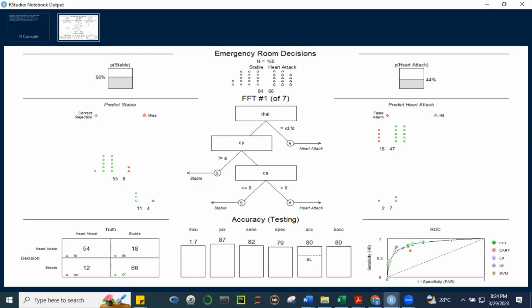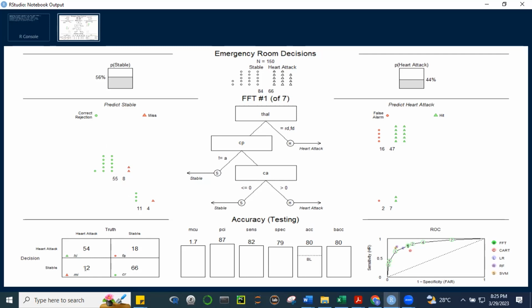55 and 11, di ba 66? Di ba ito yun? Yung predict niya na stable, which were actually stable, 66. Pero may predict din siya na itong 8 at saka 4, predict niya na hindi stable. Predict niya na may heart attack ito, when in fact, stable dapat to. Yung 12 na to. So tingnan nyo.